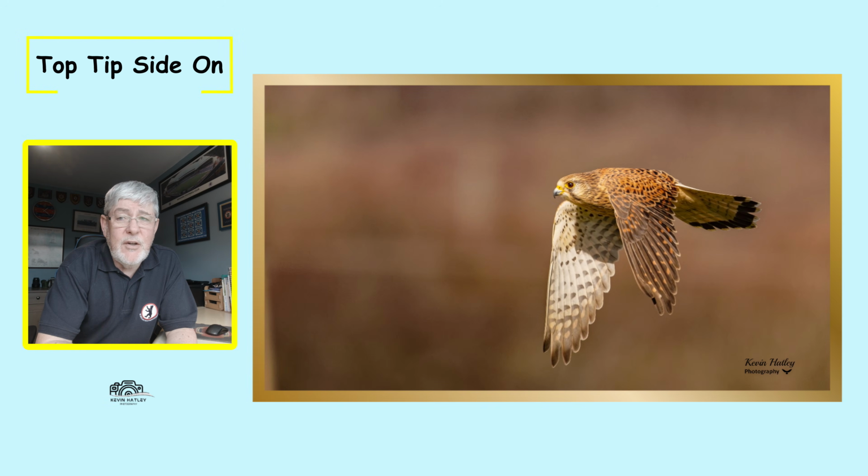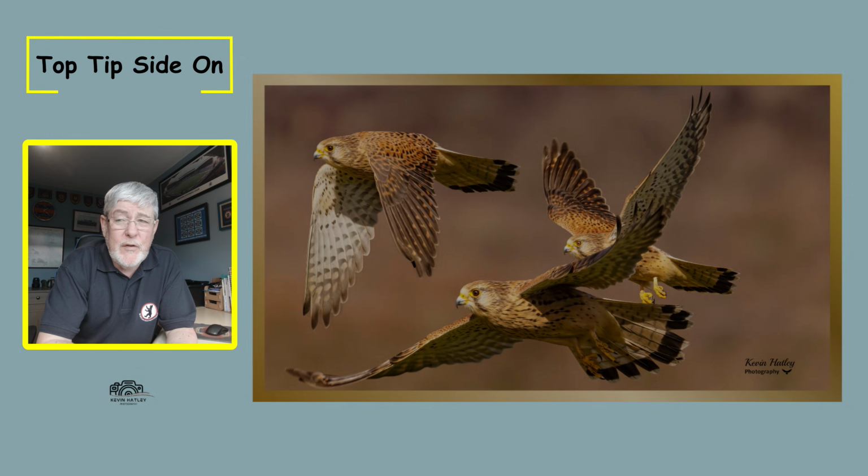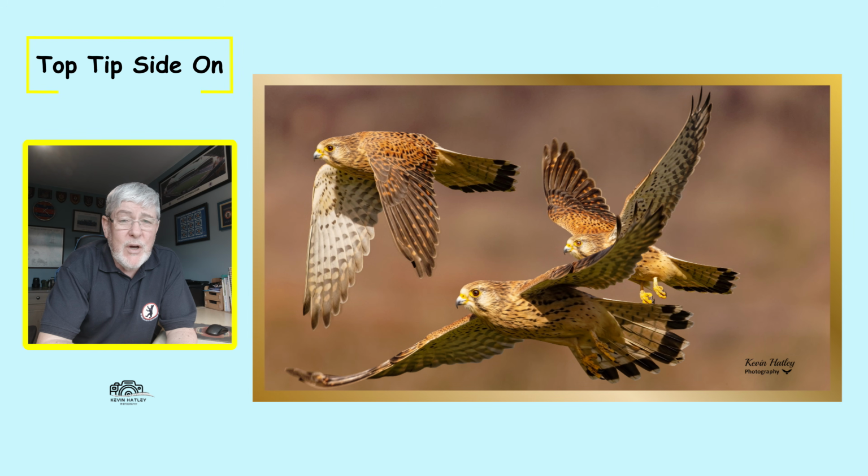Top tip: side on. Try to visualize how the subject will look in multiple positions throughout the frame. A side on view is normally the best approach for action sequence photography, and it's important how you actually position your camera, and I'll explain that in a little bit of detail as well. So always try to aim to get side on to your subject.